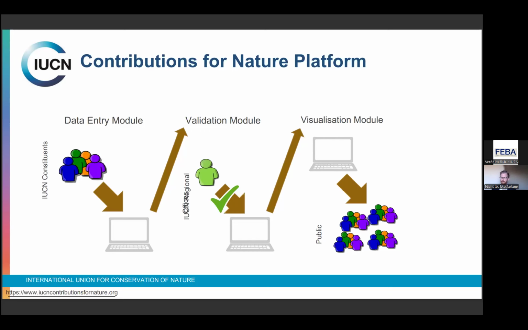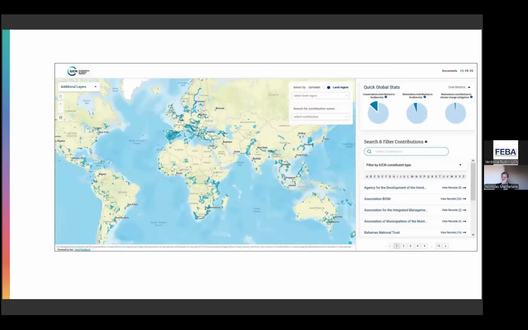Next slide, please. In the visualization module, and I think it's since been updated to look more impressive than this, or at least a better color scheme, you can see the currently validated contributions. Currently, there are over 10,000 of them around the world. The focus is on maps. It kind of feels like Google Maps when you're zooming in and out. And it automatically calculates global statistics on contributions to global goals for conservation, restoration, and climate change at an aggregate level.